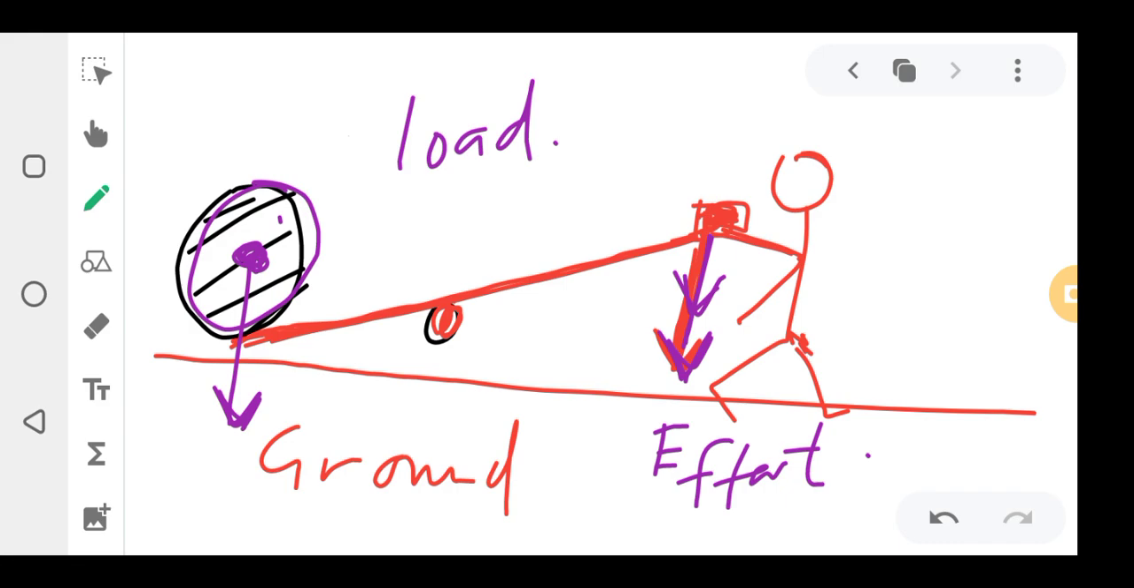Effort simply means the force that you're applying, the effort you're applying to push something. And then the load is what you are pushing, whether it's a heavy box. A load is something that you are pushing. And then the effort is the energy that you're using. I think I've given you the definitions. Effort is applied force. Load is a force that has been overcome by the effort.